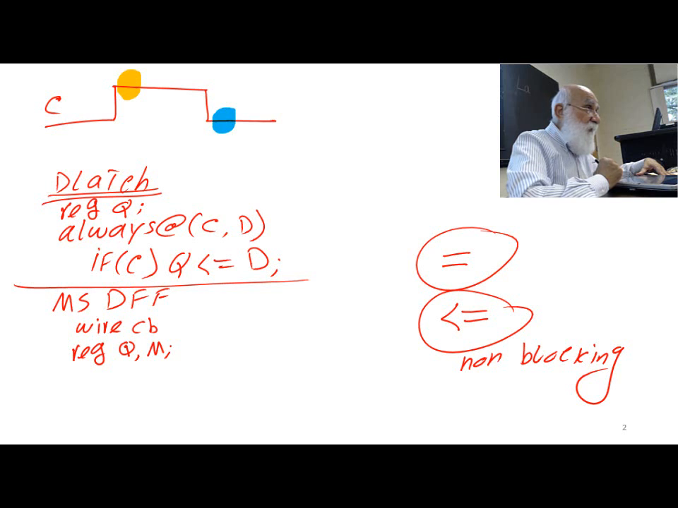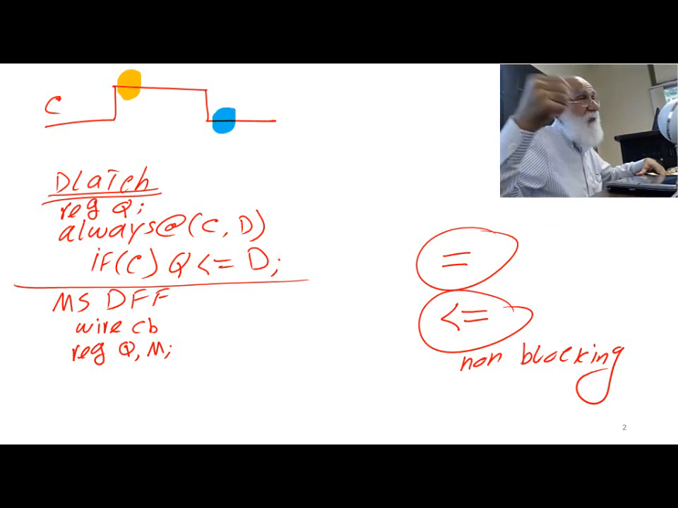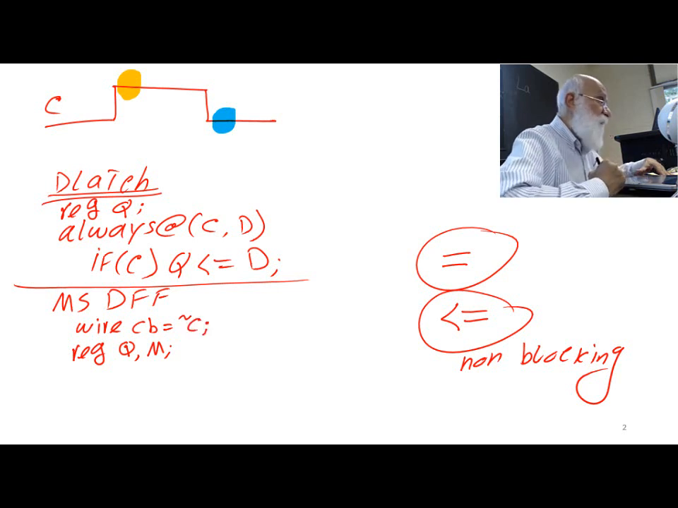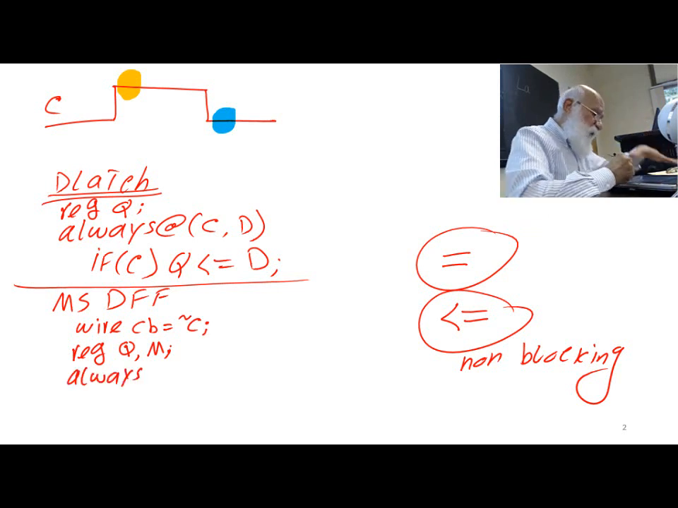Okay, and I show you this construct that we use in Verilog. I can combine an assign statement and the declaration. So instead of saying wire CB and then saying assign CB equal to clock bar, I can just say assign CB equal to tilde clock, or clock bar. Okay, and so my CB is known with that inverter inside, and then I have a Q and M, and then I say always. Let's do the left one first.